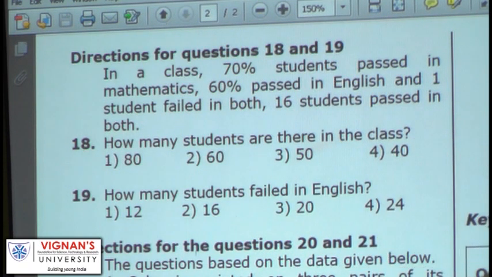How many students failed in English? Passed in English 60, failed in English 40. 40% is 20.